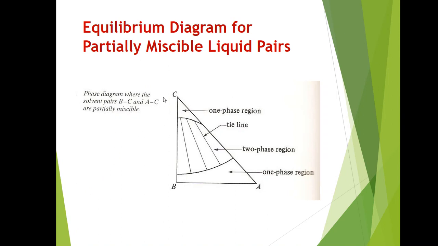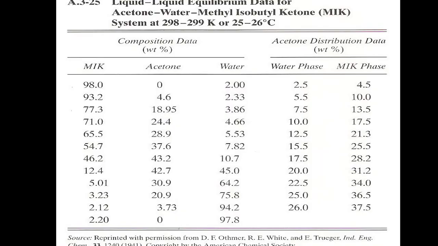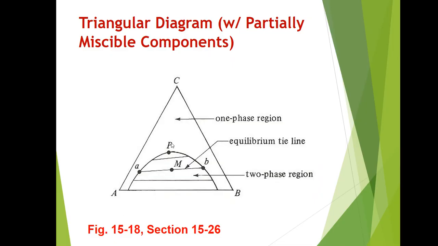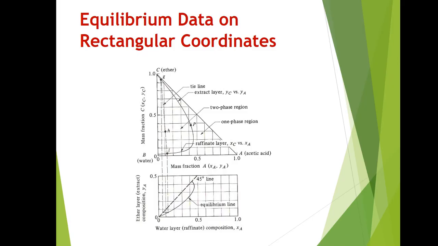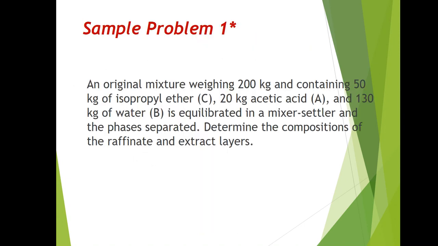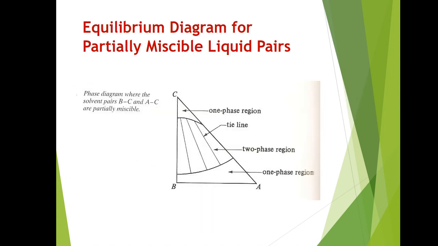I leave to you as an assignment how this particular diagram is to be interpreted and understood for partially miscible liquid pairs, and for this one with partially miscible components. You should be able to distinguish one over the other. If you don't have any resources for that, let me know. I will give you resources for you to read.